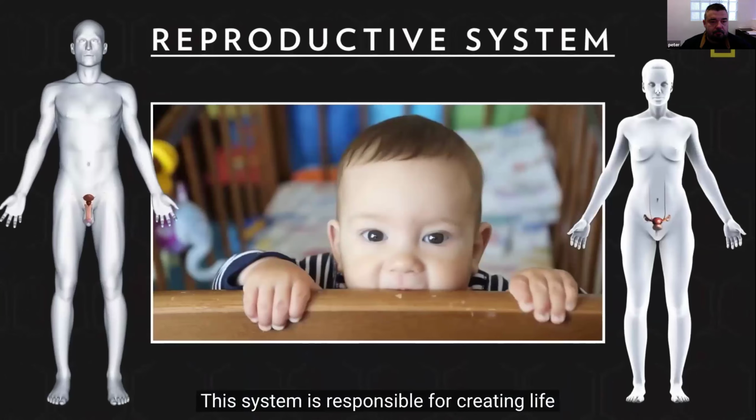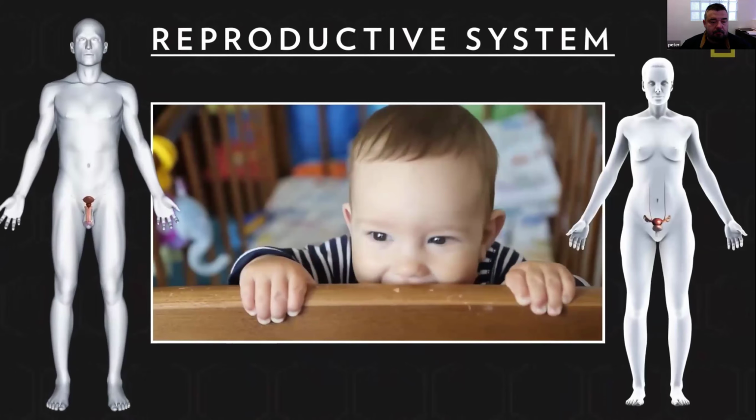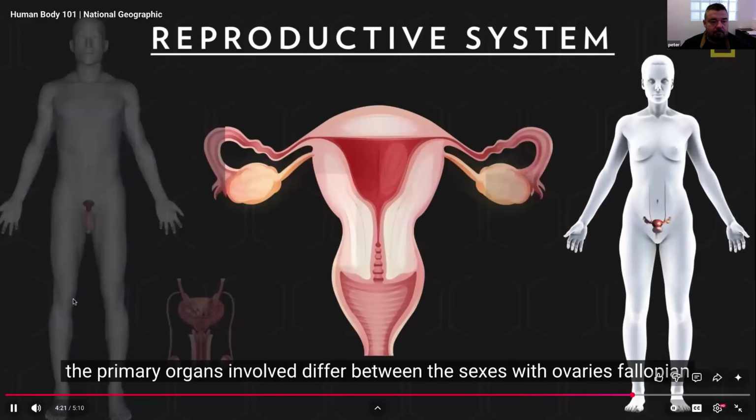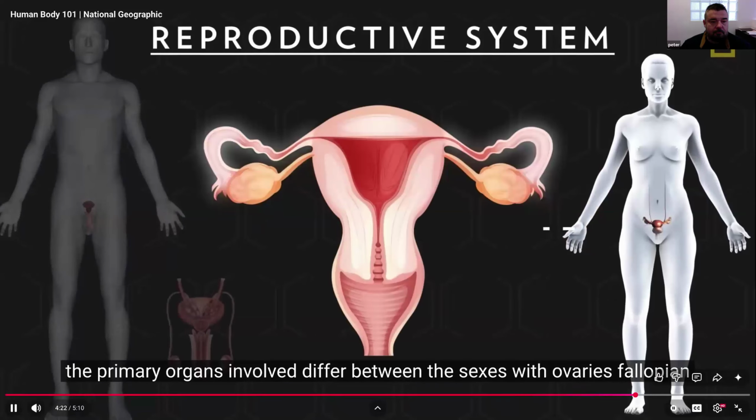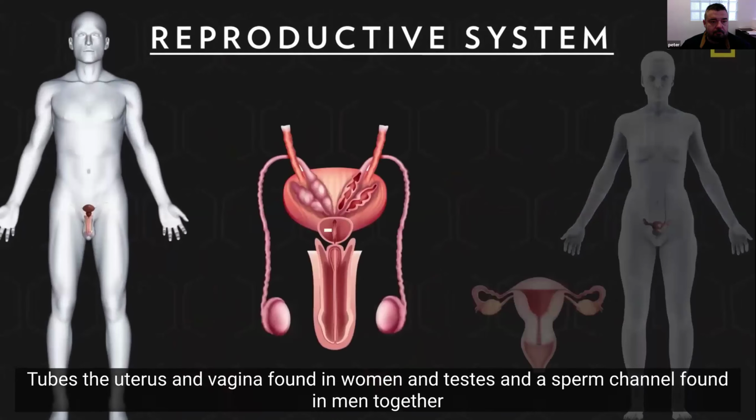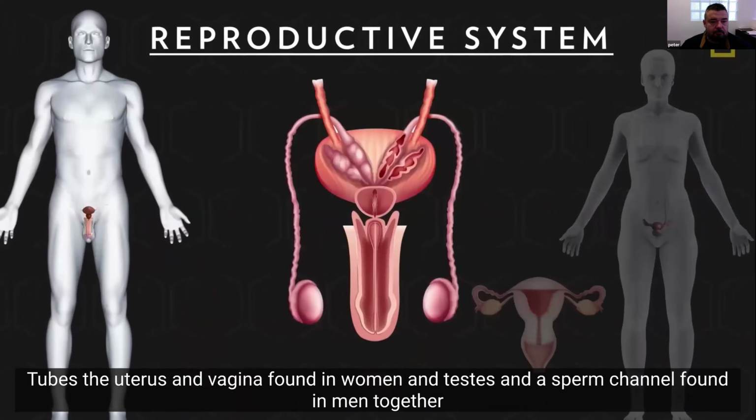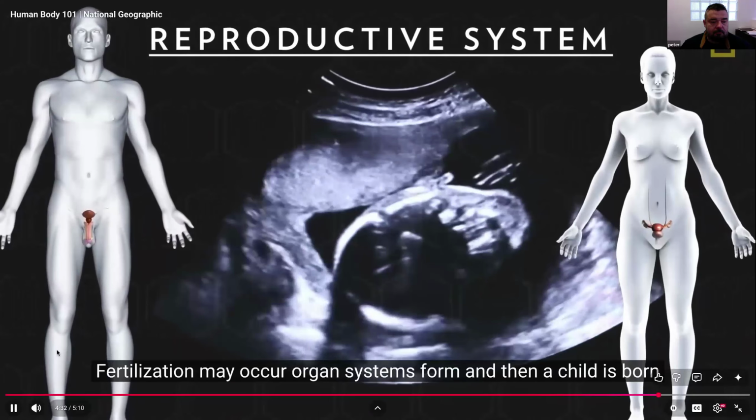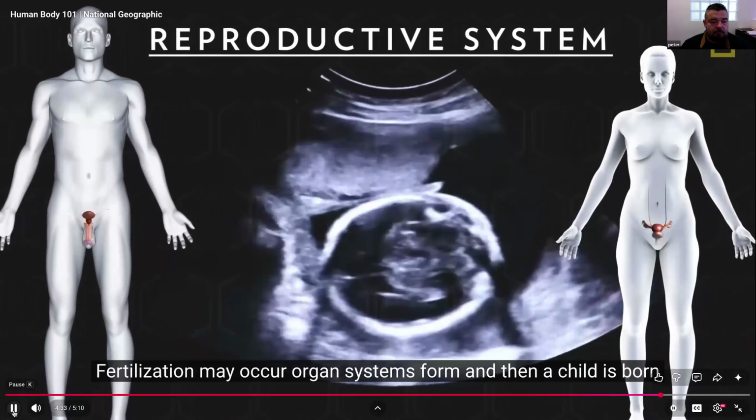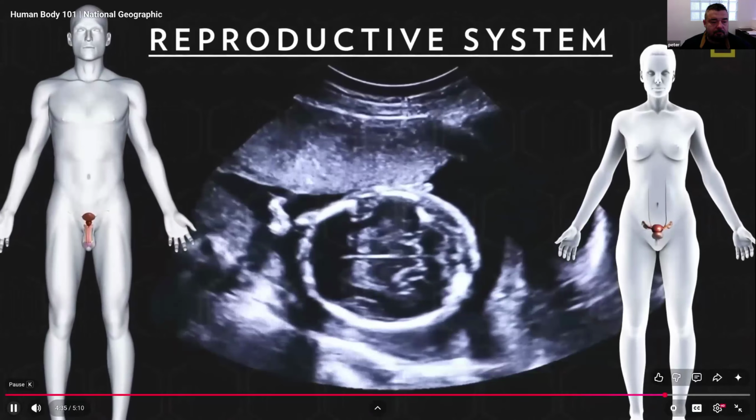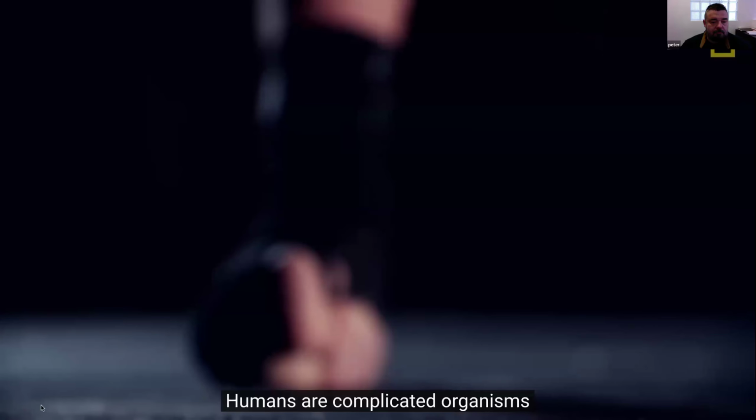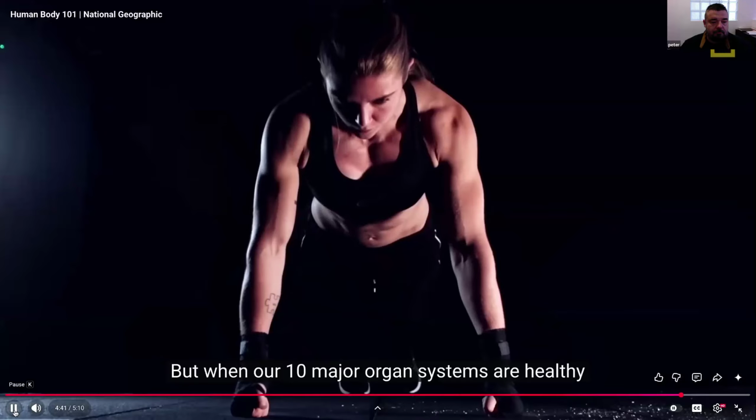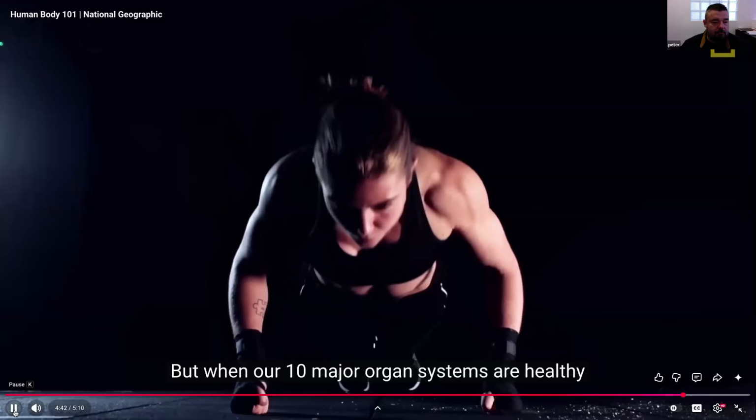This system is responsible for creating life. The primary organs involved differ between the sexes, with ovaries, fallopian tubes, the uterus, and vagina found in women, and testes and a sperm channel found in men. Together, fertilization may occur, organ systems form, and then a child is born. Humans are complicated organisms, but when our 10 major organ systems are healthy, they ensure our well-being.